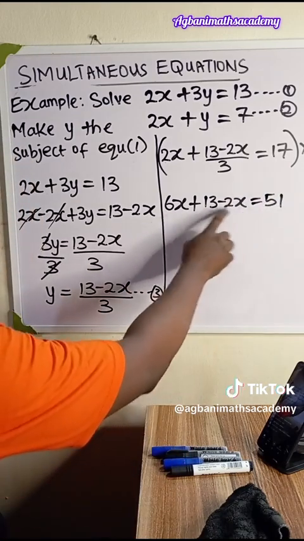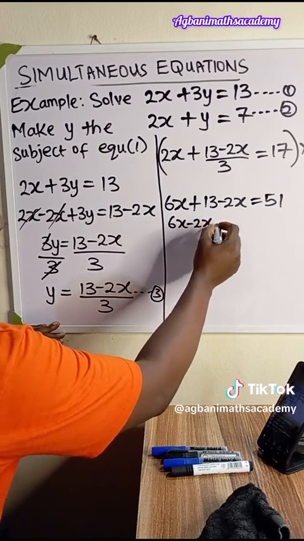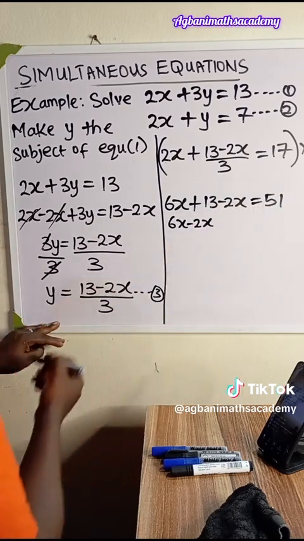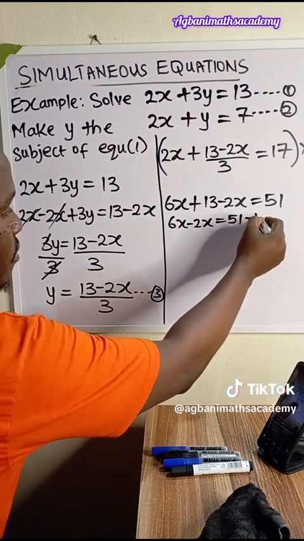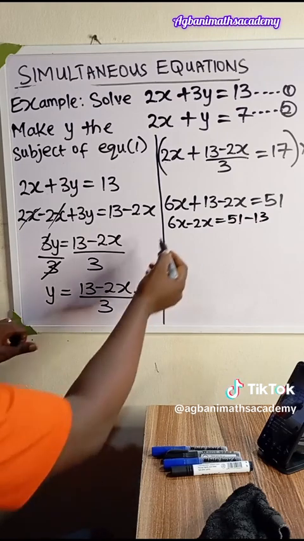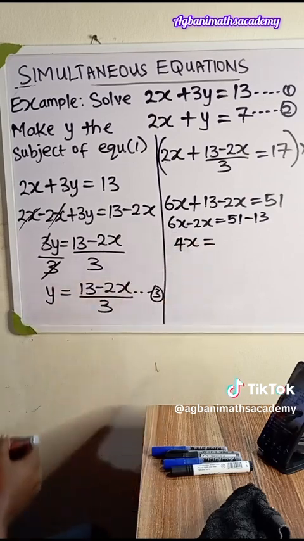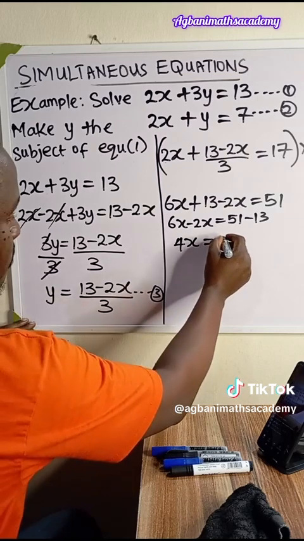So now we bring the x together. We have 6x minus 2x. We can move plus 13 to the right and it becomes minus 13. It's equal to 51 minus 13. So 6x minus 2x will give us 4x. Is equal to 51 minus 13 is going to give us 38.